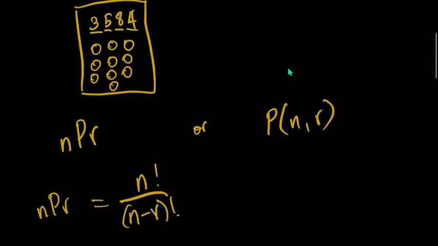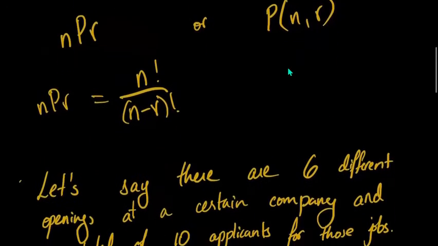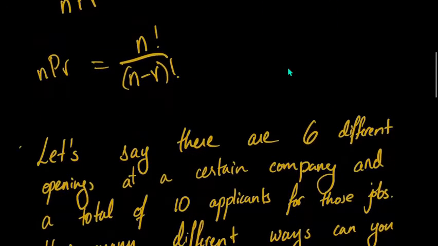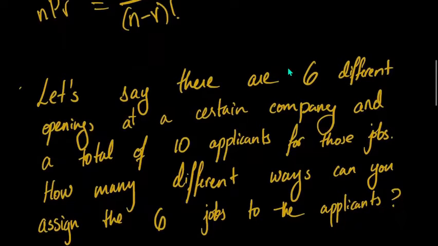So let's just put this to the test with a couple of word problems. Let's say there are 6 different openings at a certain company and a total of 10 applicants that applied for those jobs. How many different ways can you assign these 6 jobs to the applicants themselves?